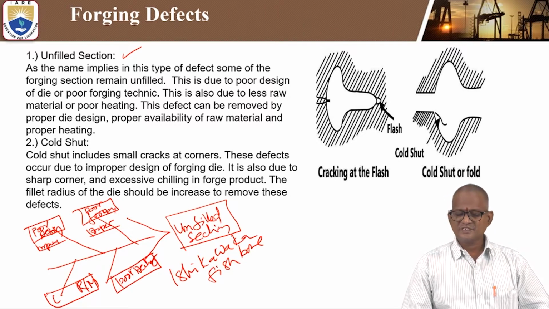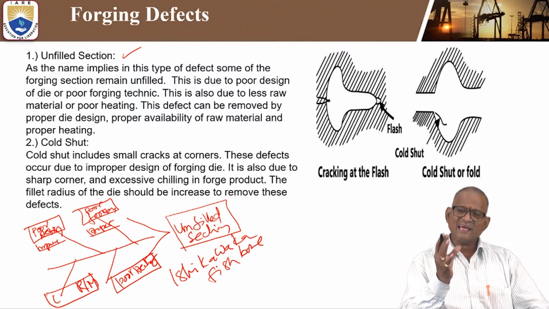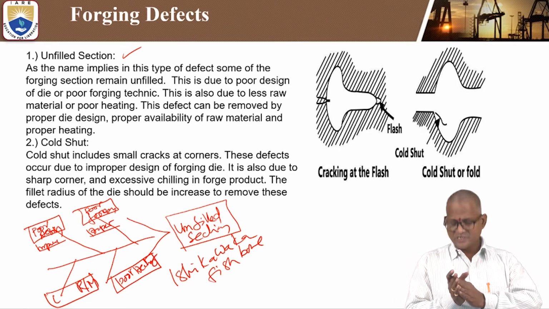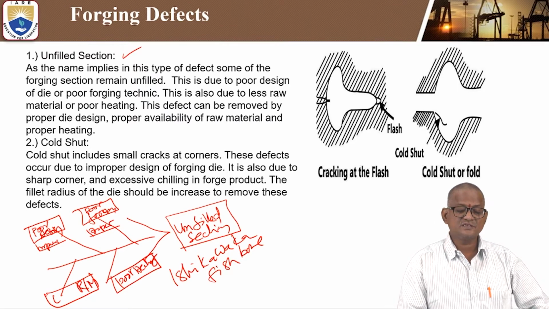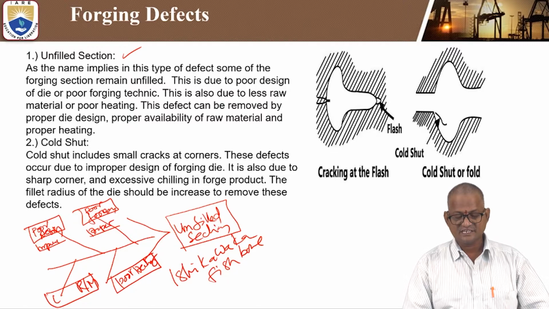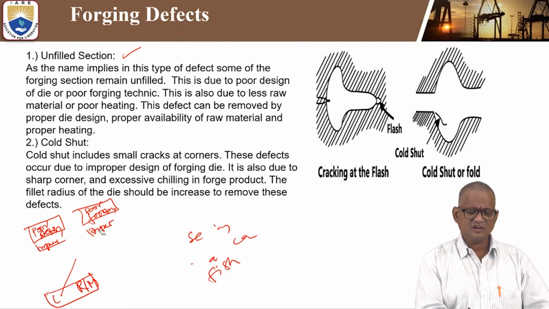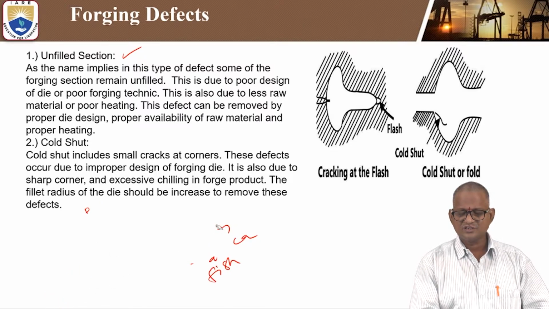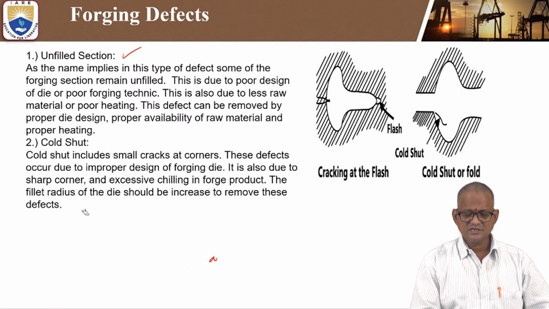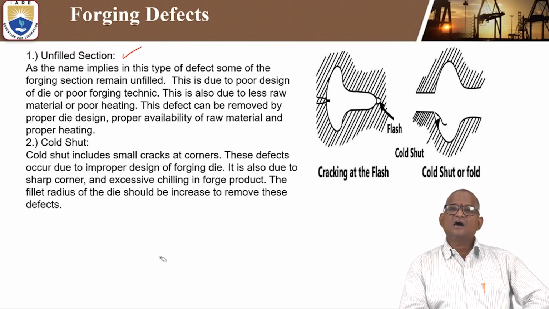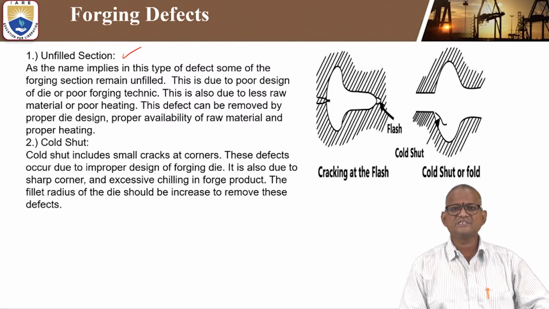Because if it is cooled, it will be elongated. Space occupation also will occur. So this is what it is about for the unfilled section. And similarly, another defect we can call cold shut. Cold shut is another important type of forging defect.